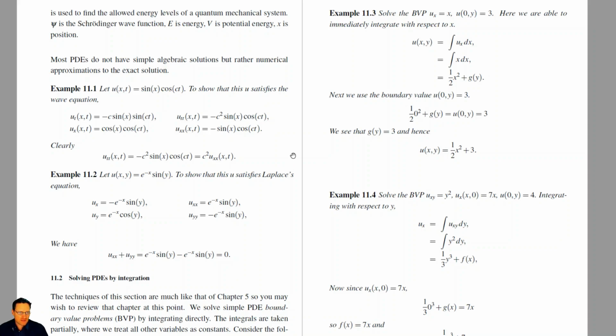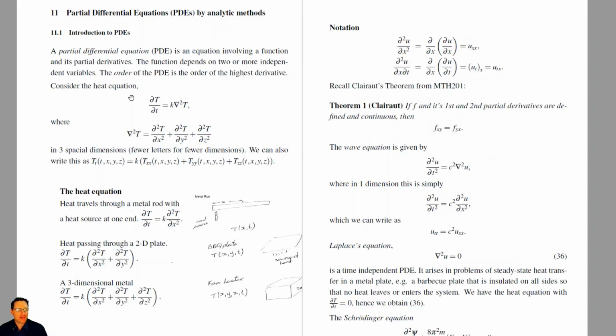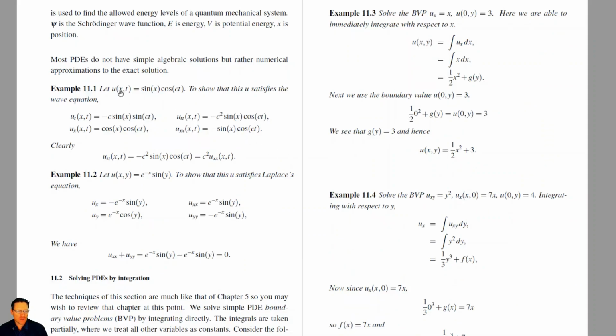All right, let's have a look at example 11.1. Let u of x comma t, now notice I've got the x and the t in the reverse order to what we had up here. That's fine. Remember, we just need to be consistent about that order. Let u of x and t be equal to sine of x times cos of ct. To show that u satisfies the wave equation, we need to differentiate. We need to take all of the partial derivatives.